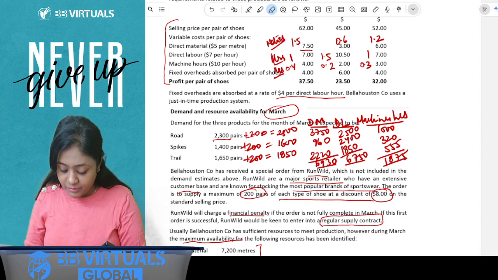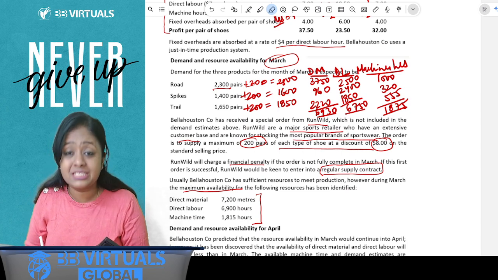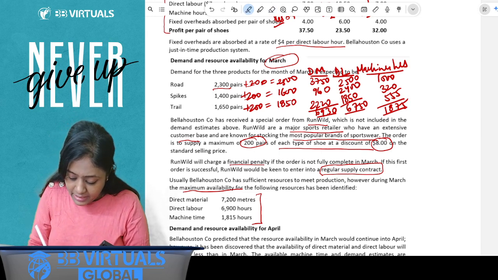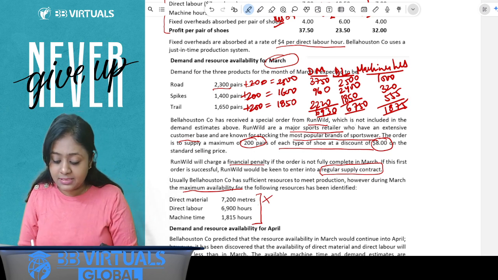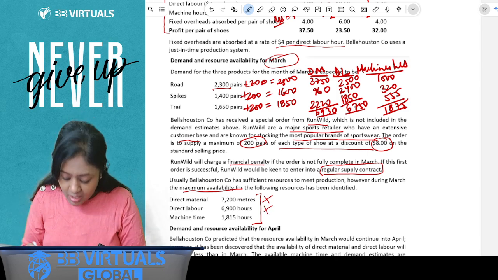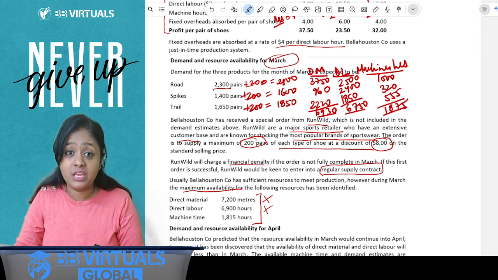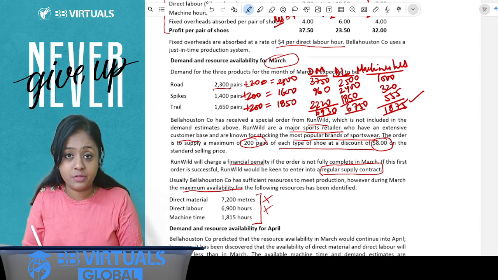Now let's check which is the constraint. Material available is 7200 meters, 6930 is the requirement. It is not the constraint, right? Then labor hours is 6900 available, 6750 is the requirement. Again, it is not the constraint. For machine hours, 1815 is available, but we require 1875. So there is a shortfall here for the machine hours, hence machine hours is the constraint.